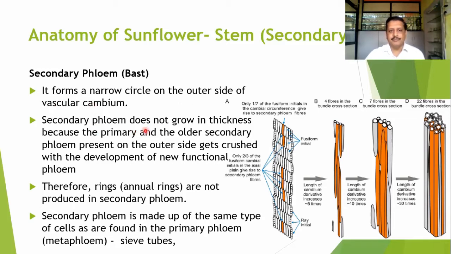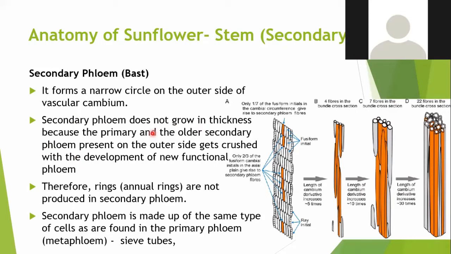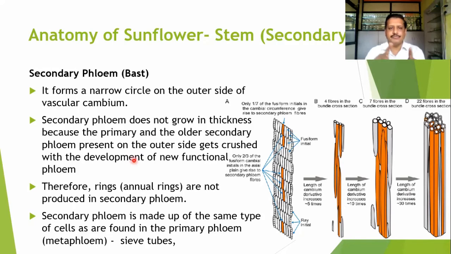This secondary phloem does not grow in thickness because primary and the older secondary phloem present on the outer side gets crushed with the development of the new functional phloem. आणि म्हणून काय होतं, secondary phloem does not grow in the thickness. It is just forming a ring like structure. आणि तो कंटिन्युअस त्याच्यामध्ये डिवाइड होणार आहे.